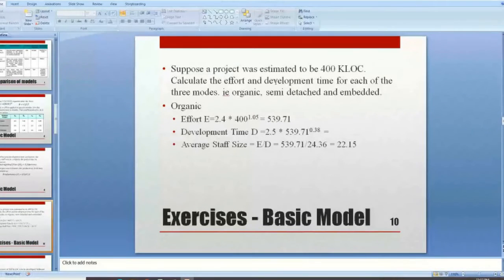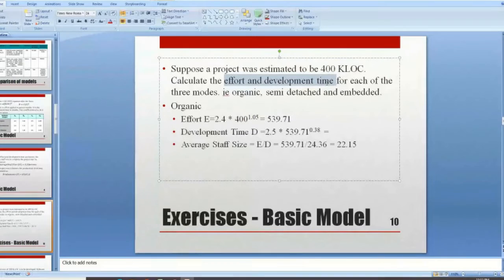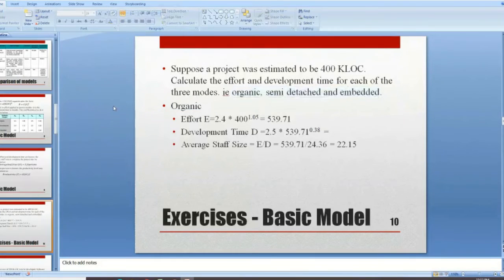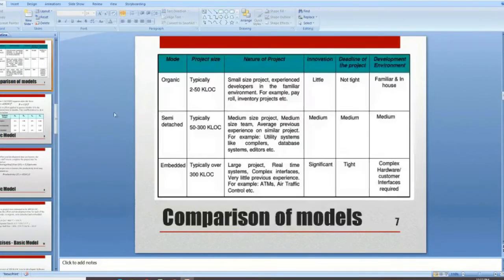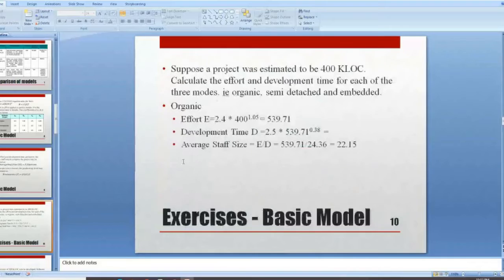Calculate the effort and development time for each of the three modes. They are asking for all the three modes, right? Organic, semi-detached, and embedded. They haven't worried about the number of lines. So let us see how to calculate it.